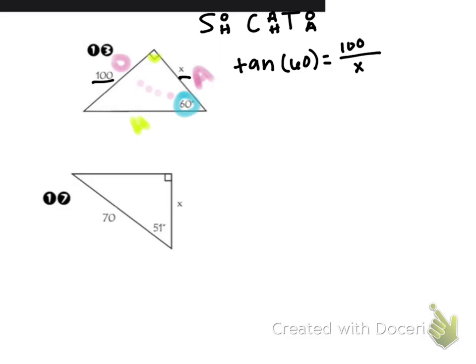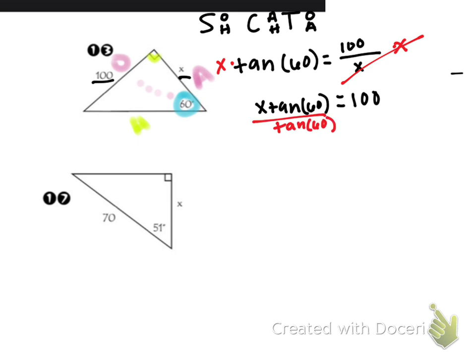Again, to solve these questions, if the number's at the top and the letter, or the variable, is at the bottom, this one requires a little bit of extra work, but it shouldn't hopefully be that bad. All you do is multiply by X on both sides. You're left with 100. X tangent of 60 goes right here. We want to get rid of tangent of 60, so we divide on both sides. And that 100 divided by tangent of 60 is what you put in your calculator.